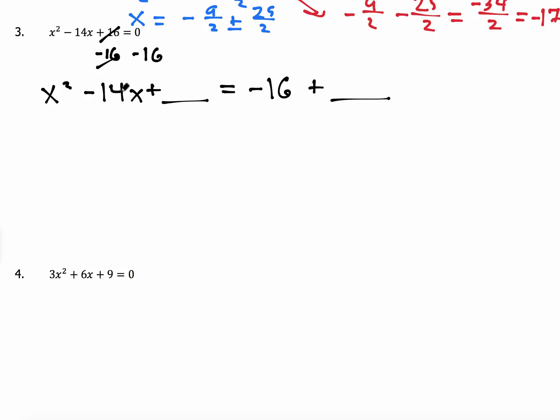To fill in this blank, again, it's our b value, take half of it, negative 14 over 2, and square that. Negative 14 over 2 is negative 7, and negative 7 squared is positive 49.